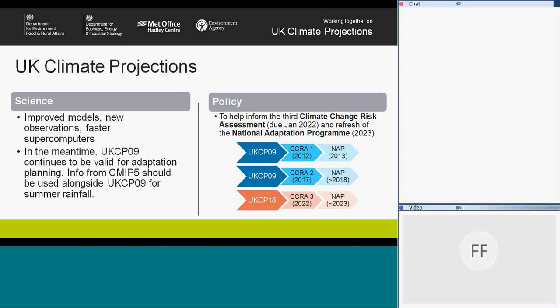So the first one was done in 2012 with the program produced in the following year. We're currently going through one at the moment, where the National Adaptation Programme is being developed right now. And UKCP18 has been identified for the next set of climate change risk assessment, which then feeds into the Adaptation Programme. So this is a legal framework which government is responsible for, and they've been using UKCP09 ever since they started, and hope to use UKCP18 in the future.